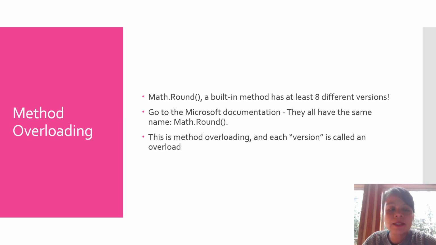Now, moving on, let's talk about method overloading. So let's take a look at Math Round first. Math Round. This is a built-in method. It has at least 8 different versions. Okay, so you can go to Microsoft documentation, that link I've given you before, and take a look at Math Round. They all have the same name, Math Round. This is called method overloading. Okay, and each version of it is called an overload.